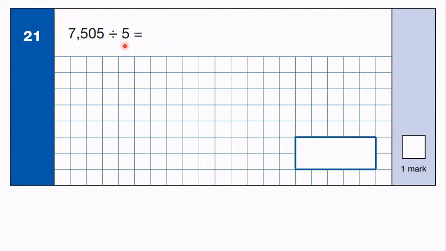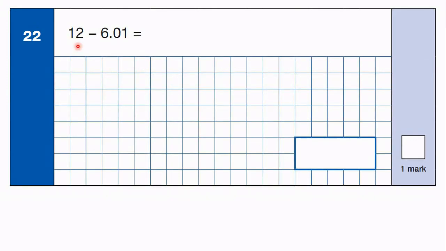Question 21. 7,505 divided by 5. We can set this out as a short division. 7 divided by 5 is 1 remainder 2. 25 divided by 5 is 5. 0 divided by 5 is 0. And 5 divided by 5 is 1. So our answer is 1,501.